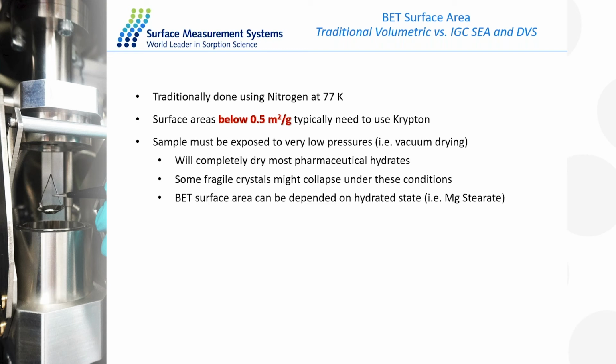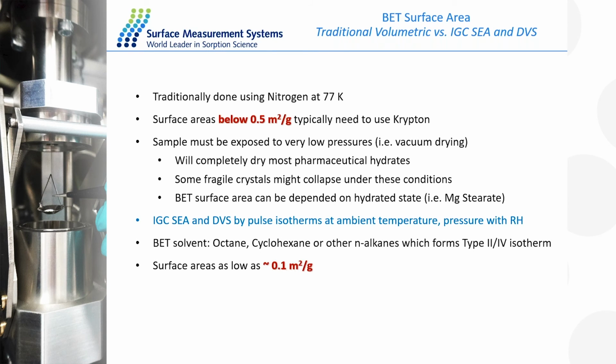In this case, we might find that because of these kind of extreme conditions of vacuum and low temperatures, it may completely dry out pharmaceuticals, or it may even break fragile crystals. However, in our iGC and DVS experiments, we can actually carry out our experiments at ambient room temperatures, and we can use various different probes. So you can use any N-alkanes, even cyclohexane. As long as the isotherm conforms to a type 2 or type 4 isotherm, then we can analyze and obtain the BET surface areas.